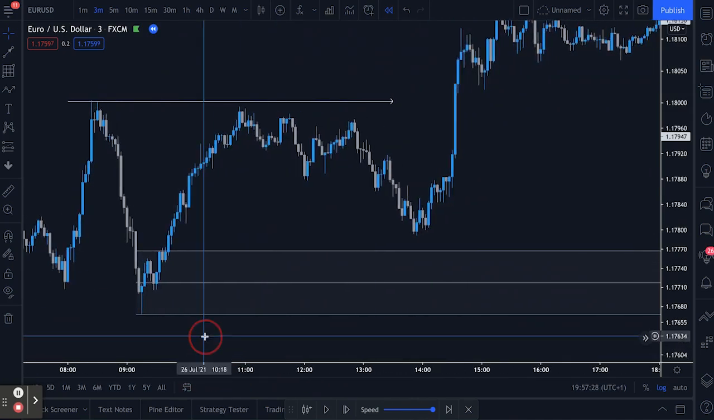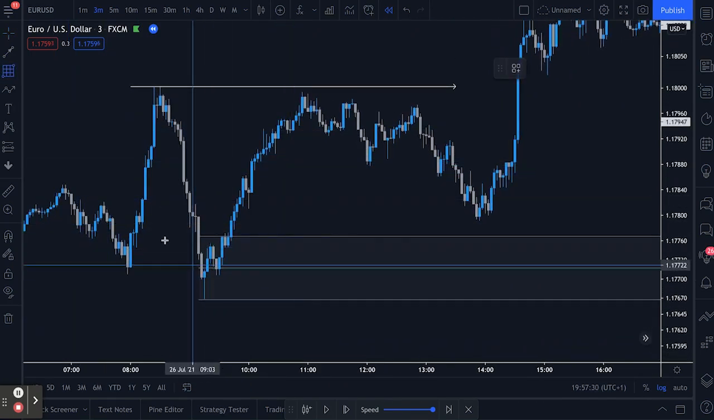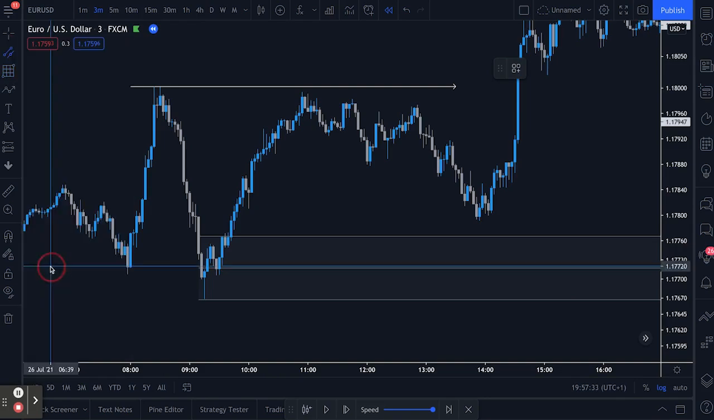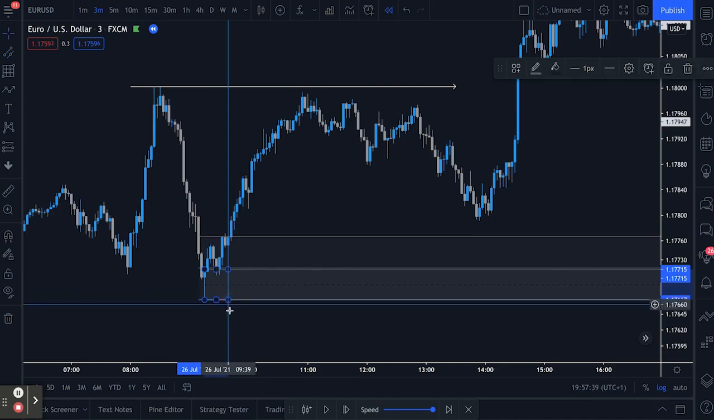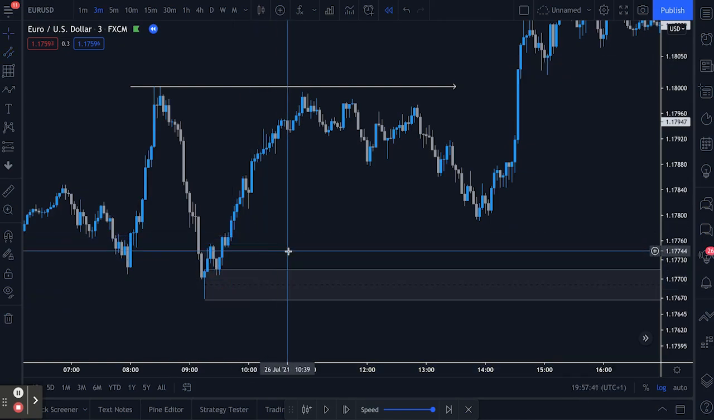Now here we can see on the 3-minute time frame a very, very nice refined demand zone. So what I'm going to do is get my parallel channel tool and just mark this demand zone on the chart. This indecision candle at the bottom of the move hasn't really been traded into yet.